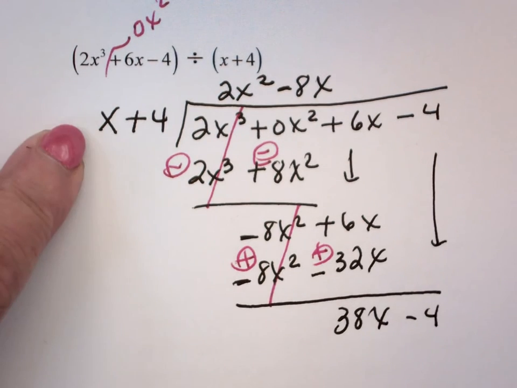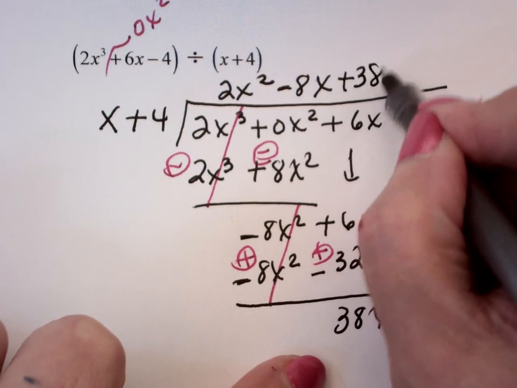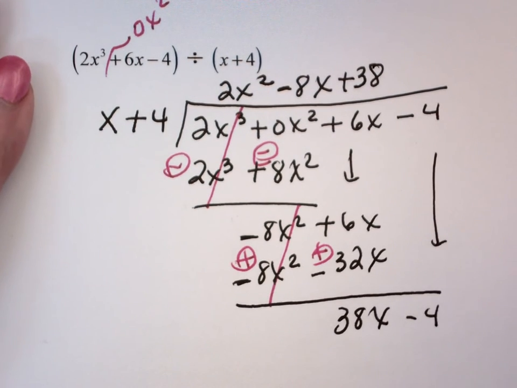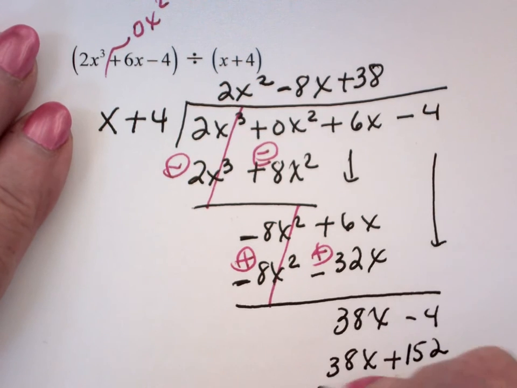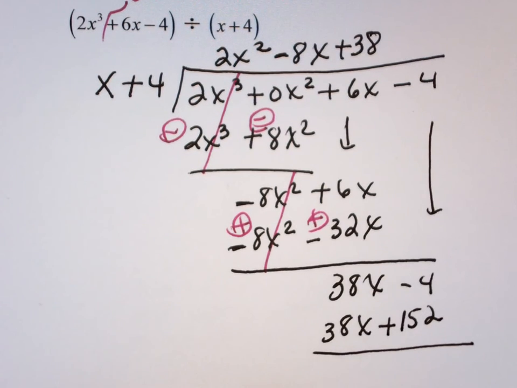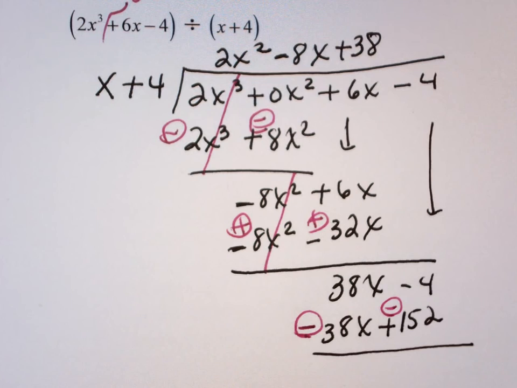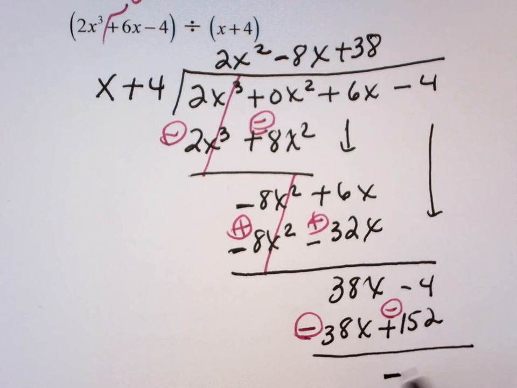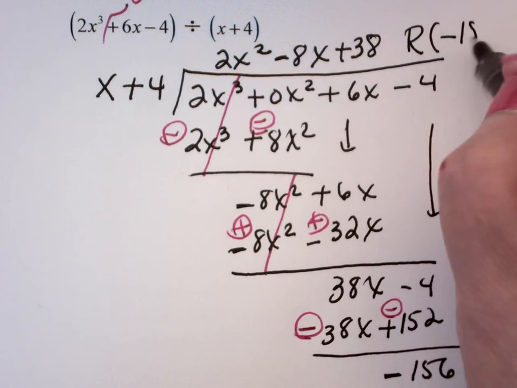What do I multiply x by to get 38x? Plus 38. So that gives me 38x plus 4 times 38, which is, I think, 152, isn't it? Not because I'm smart, but because I did the problem last hour. So this is minus 156. So I'm going to have a remainder of minus 156.